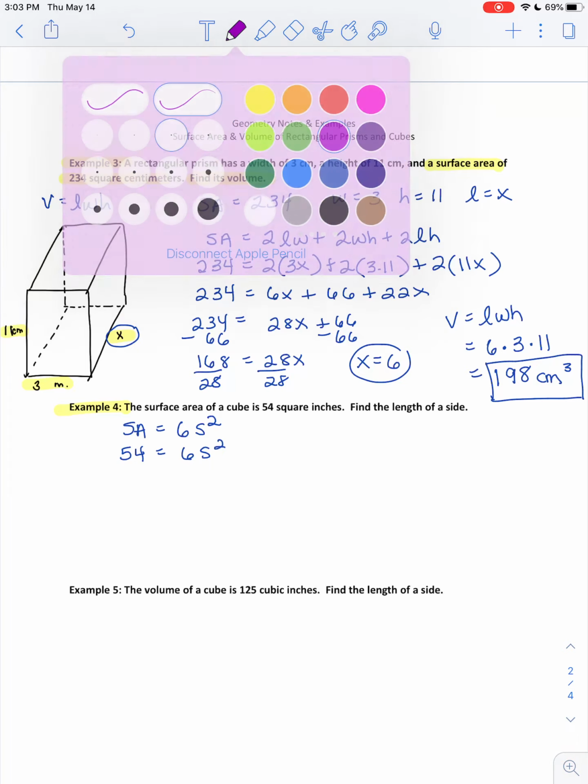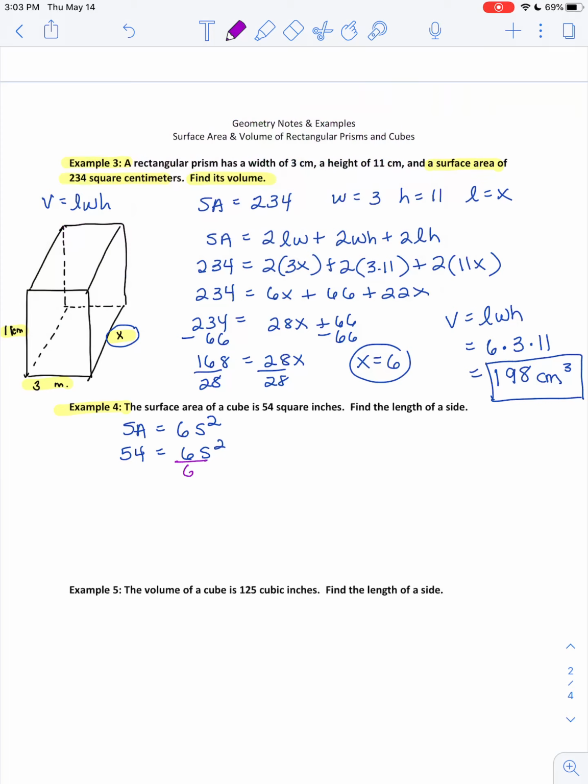Now we can solve for s. Let's first isolate s squared, divide both sides by 6. So 9 equals s squared. And we want to figure out what squared equals 9. You can take the square root of both sides. So s must be 3. Since we were working with square inches, we know that our side length will be in inches. So s equals 3 inches.